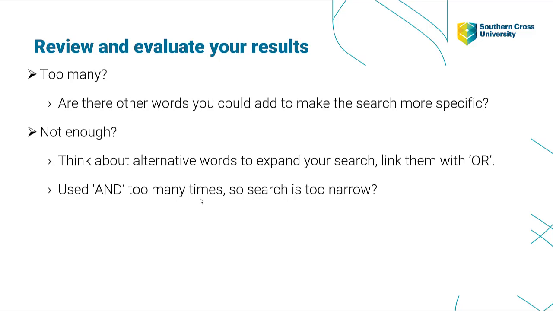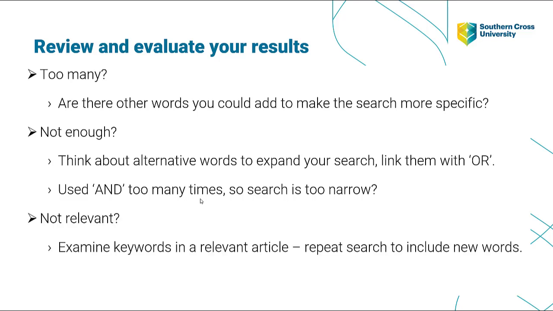Also, have a close look at your search strategy. One common thing we see is that people use AND too many times, which makes the search too narrow. If the articles you're finding are not relevant for your topic, really examine the keywords, maybe in one relevant article that you have found, and then repeat your search including those new keywords that you've identified. And finally, just think about, have you chosen the right database for your search? I'm going to do some live searching now just to demonstrate some of these concepts in action.